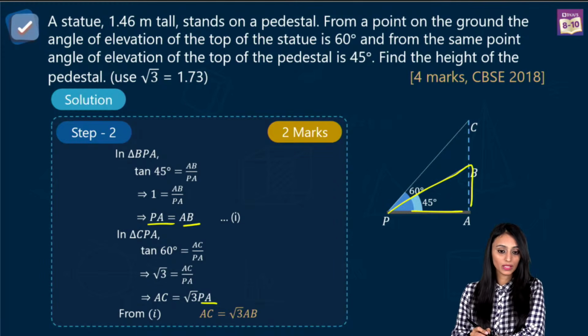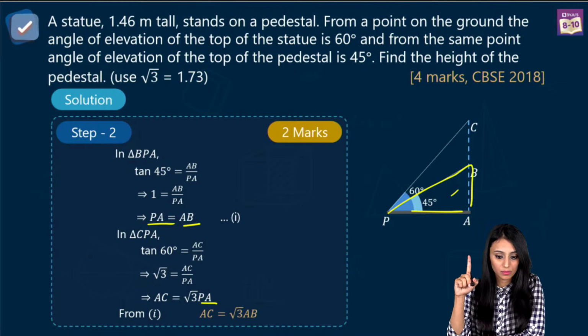So AC would be root 3 AB. So we are using these two triangles only, right? And we only use right angle triangles. Make sure of this thing. Consultancy Bureau, sorry I missed your question.